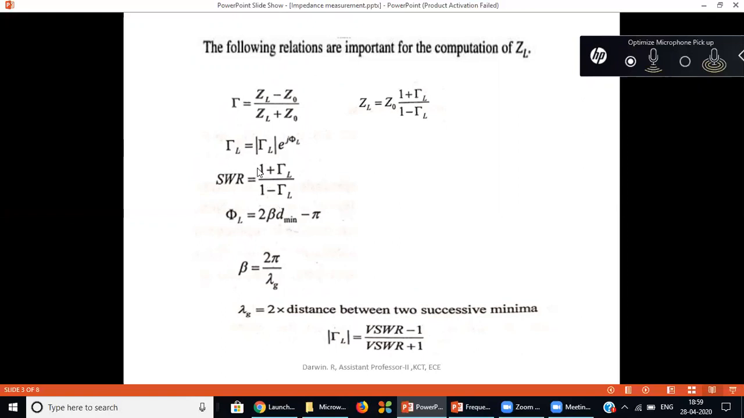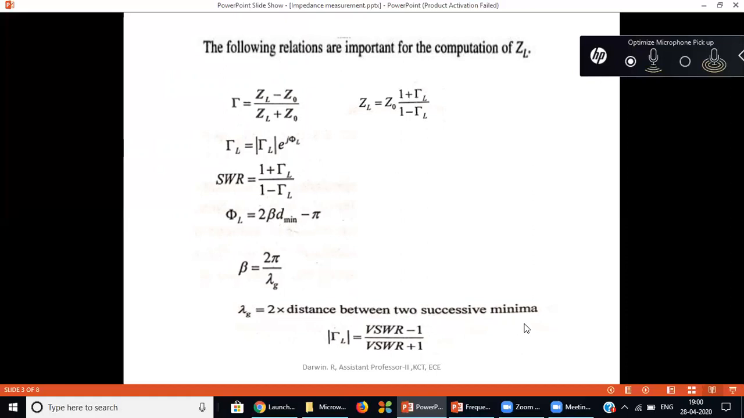The equation for VSWR is (1 plus gamma) by (1 minus gamma), which is VSWR in terms of reflection coefficient. In phi L, you know the formula 2 beta d minimum, where beta is equal to 2 pi by lambda g, and lambda g is the guide wavelength, equal to 2 into the distance between two successive minima. The distance between two successive minima will be equal to half of the guide wavelength.